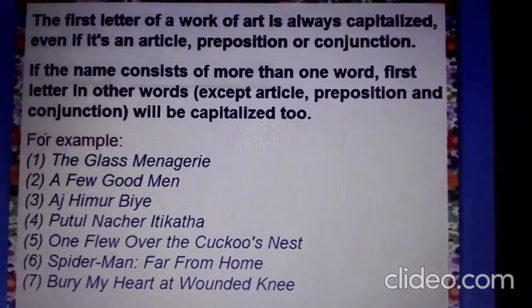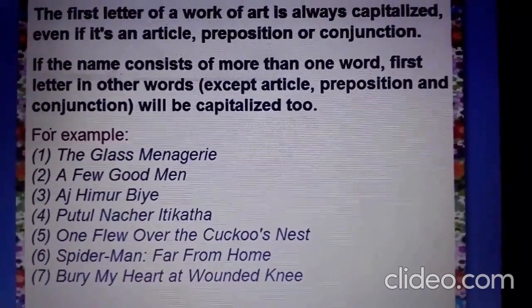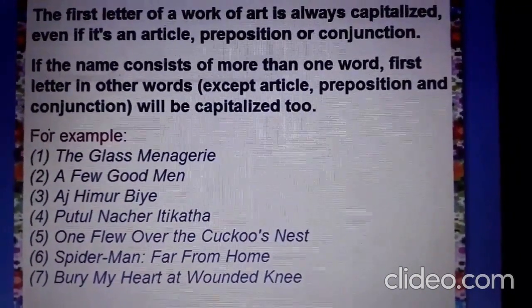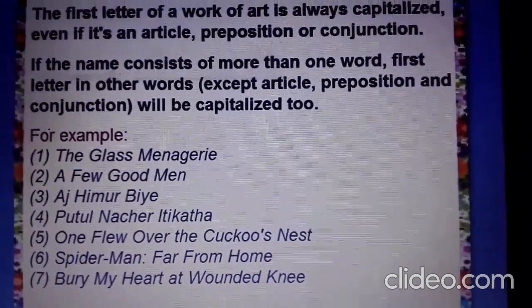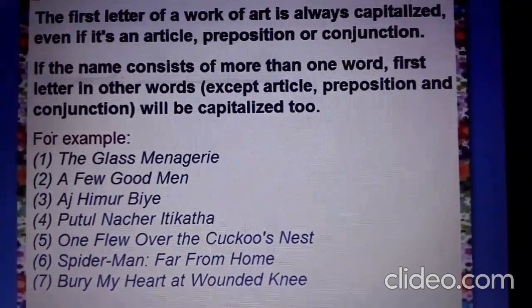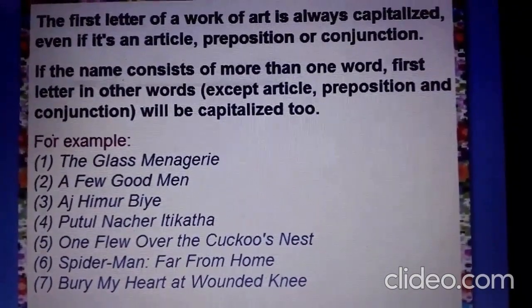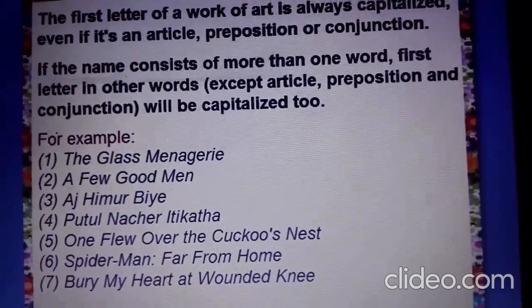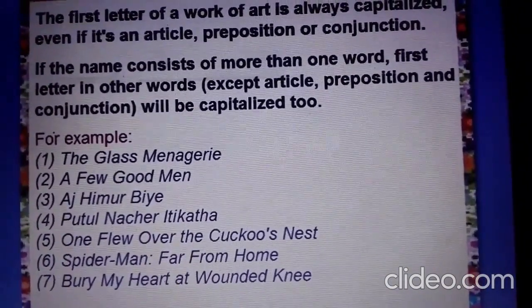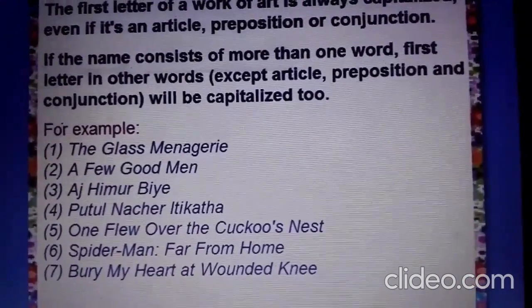So the first letter of a work of art is always capitalized, even if it is an article, preposition, or conjunction. If the name consists of more than one word, the first letter of other words, except articles, prepositions, and conjunctions, will be capitalized too. Look at the examples. The Class Manager, A Few Good Men, One Flew Over the Cuckoo's Nest, and Spider-Man: Far From Home, Bury My Heart at Wounded Knee.